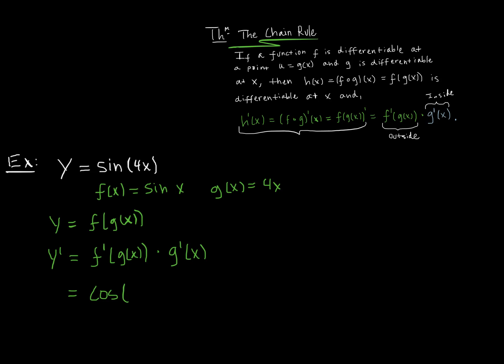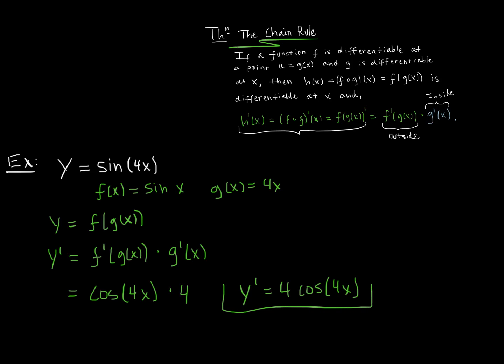So this will be cosine of 4x, but remember, that interior part, 4x, has a derivative as well. That's the derivative of the inside function, which is 4. And so my derivative, y prime, is equal to 4 cosine of 4x. And that is the derivative.